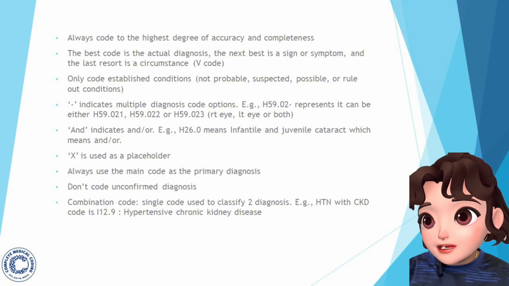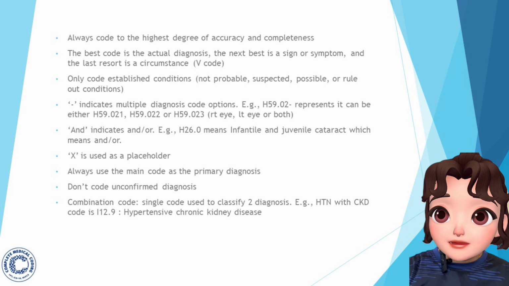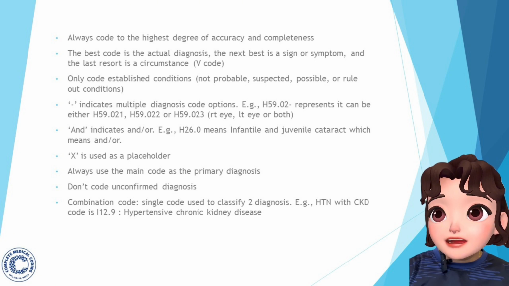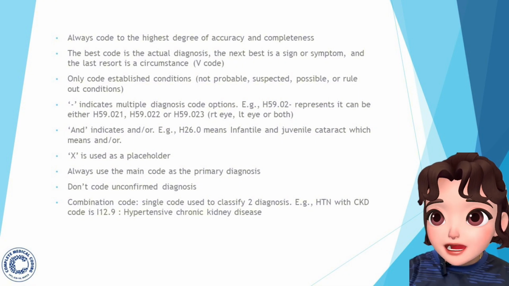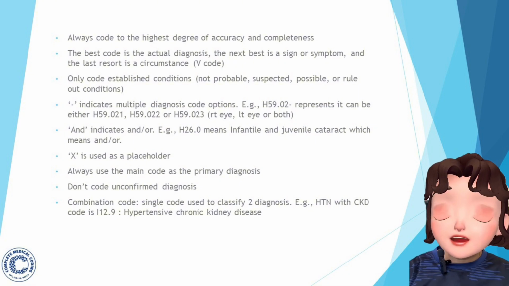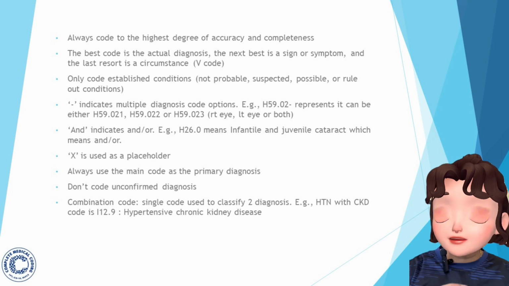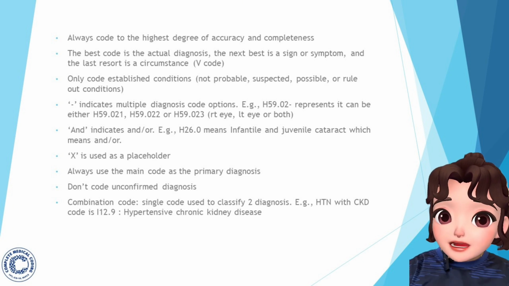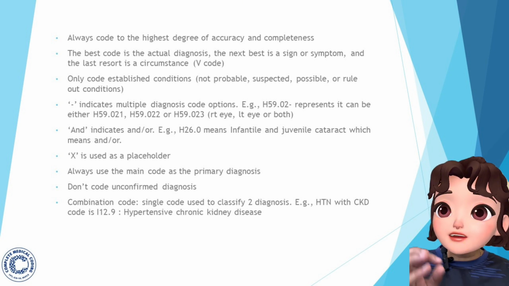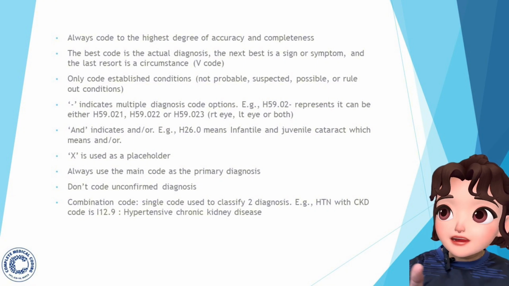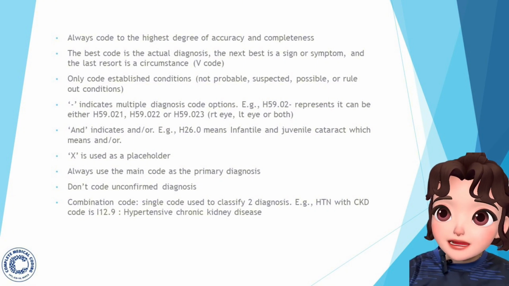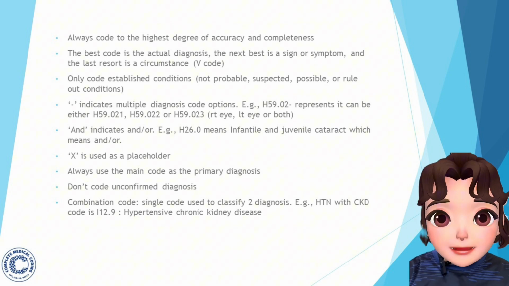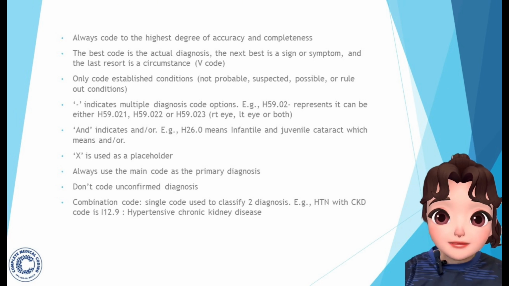This is very important. Now, what do we mean by combination code? A combination code means a single code used to classify two different diagnoses. For example, hypertension with CKD, chronic kidney disease. You should not code separately if there is a combination code. You should not code hypertension and CKD separately. If there is a combination code, you should always use it. So here the combination code will be I12.9, hypertensive chronic kidney disease. Like that we need to code.